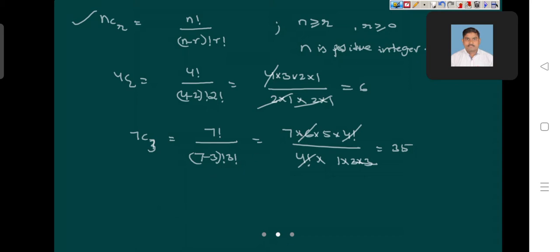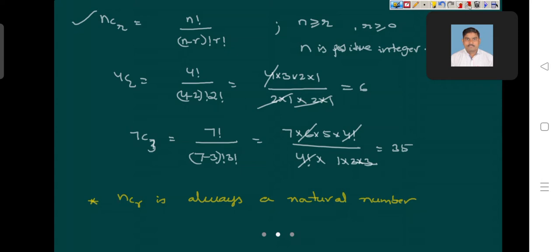So from this, what can you conclude? Yes, you are correct. nCr is always a natural number. The value of nCr will always be a natural number.